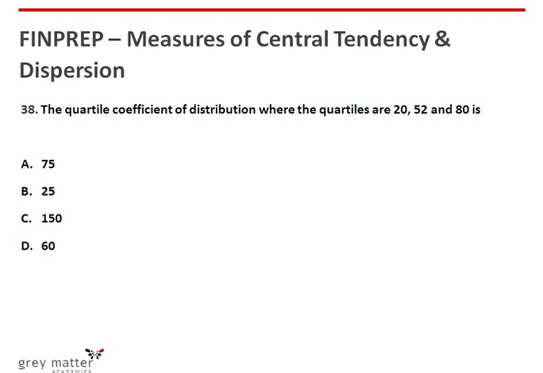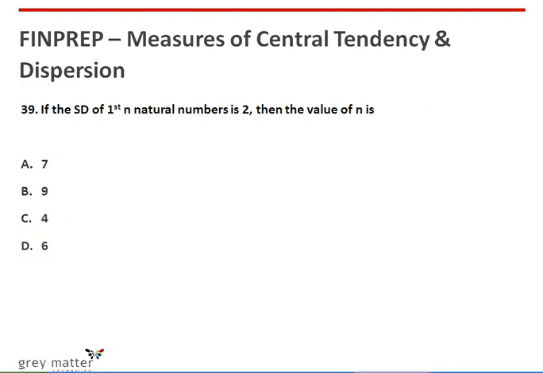So going to our PowerPoint presentation, it is option D, which says it is 60. The 39th problem: if the standard deviation of the first n natural numbers is 2, then we need to calculate the value of n.